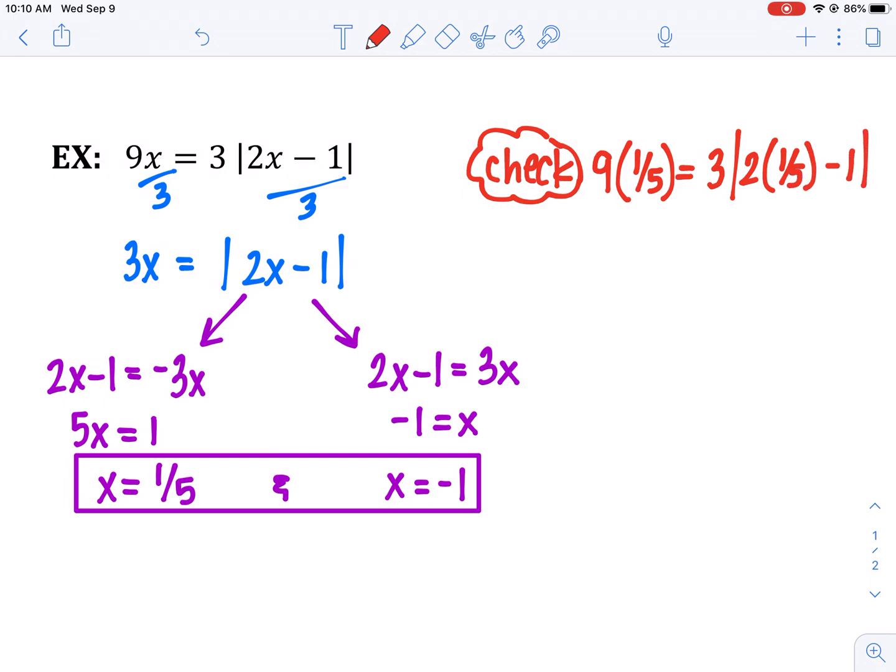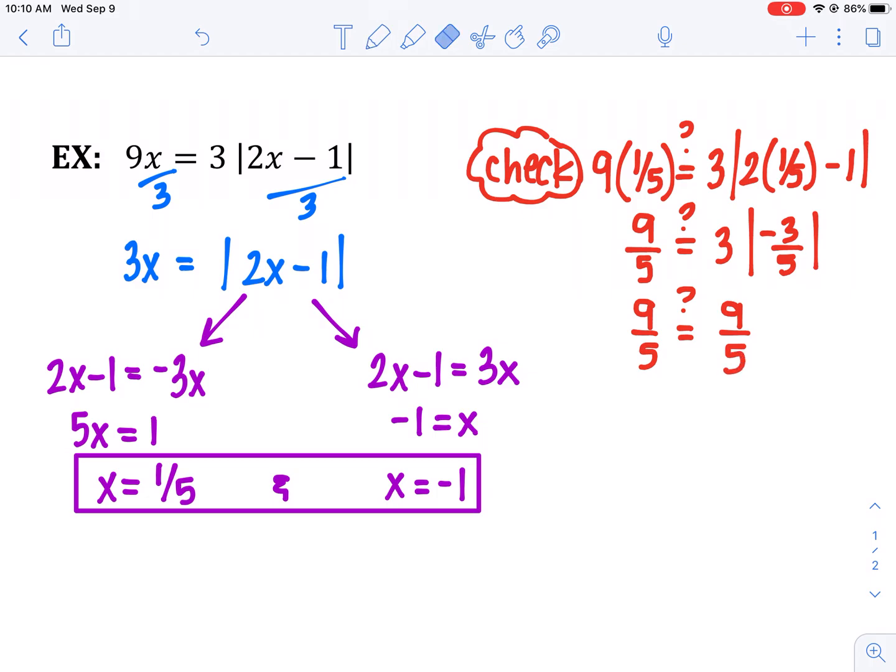Yes, we do have to deal with a little bit of fractions, but if we leave it in terms of fractions, it's actually not that bad. So that's 2/5 minus 1, or 2/5 minus 5/5, so negative 3/5. Oops, I forgot my question mark. We're trying to see if this is true. Absolute value of negative 3/5 is positive 3/5 times 3 is 9/5. So good to go. The first answer is correct.